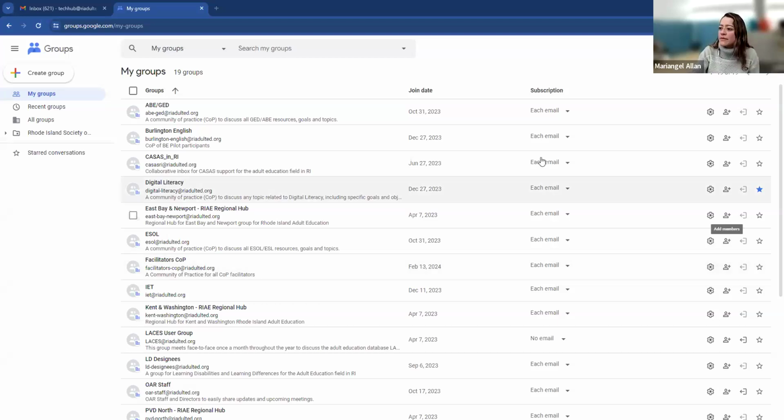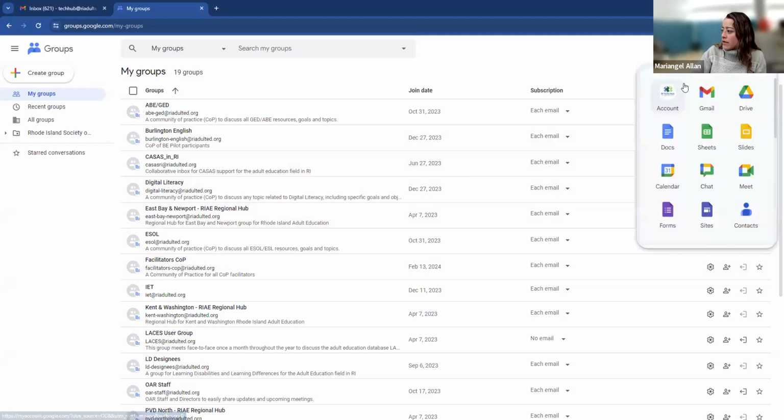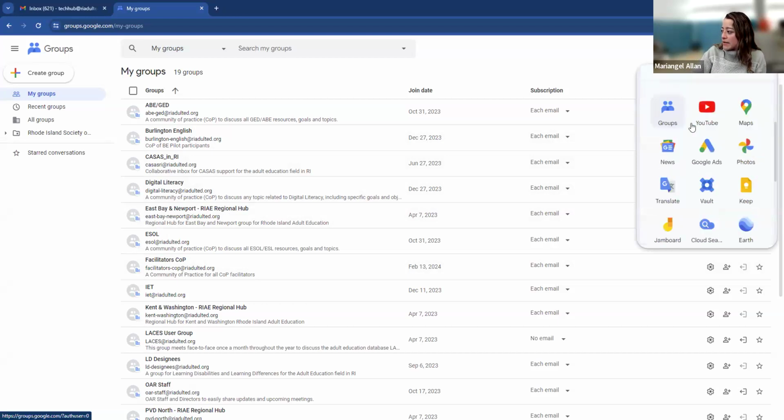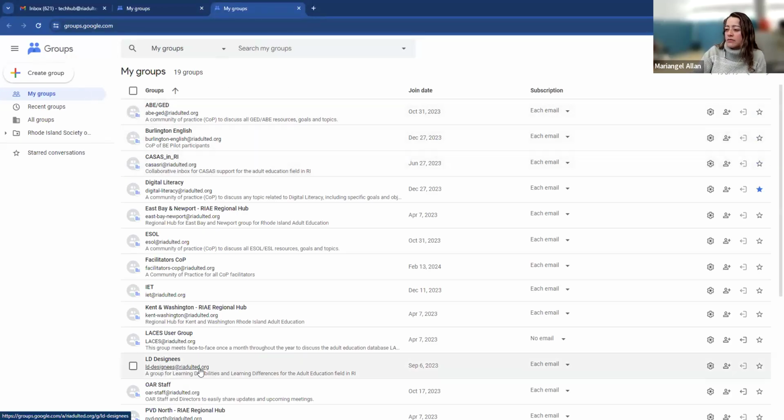Okay, so these are the list of groups that this particular account is subscribed to. One way that you can see it is on the waffle here. You have all of these options, right? And then if you keep going down, you'll find groups. When you click there, it'll show you the list of groups that you belong to.